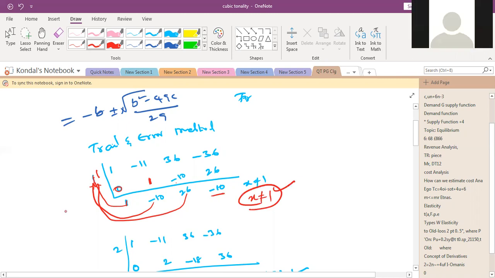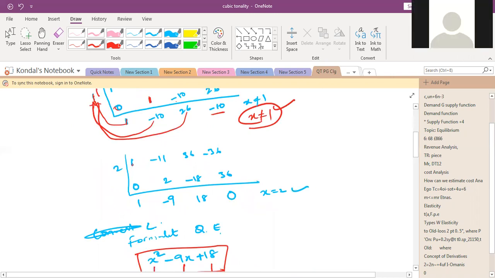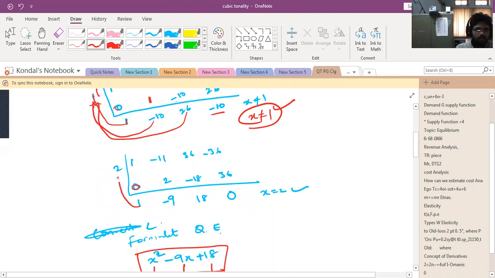So I will try with 2. First time you need to put 0 here. 1, 1, 0. 1 minus 0 is 1. 1 into 2 is 2. So minus 11 plus 2 is minus 9. 9 into 2 is minus 18. 36 minus 18 is 18. 18 into 2 is 36. Minus 36 plus 36, you will get 0. Therefore, I have written x is equal to 2.